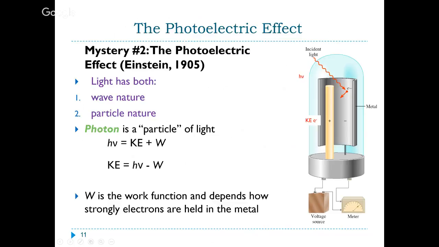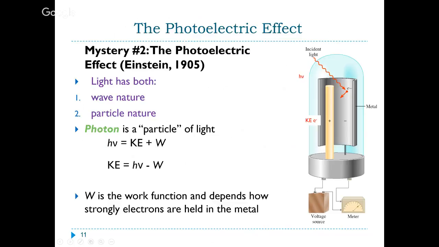So we have oppositely charged plates, right? Because we know electrons are negative, we have to have something positive here to attract them, which then allows us to measure the voltage as the electrical current, and we can change the energy of the light to see, well, what's going to happen.